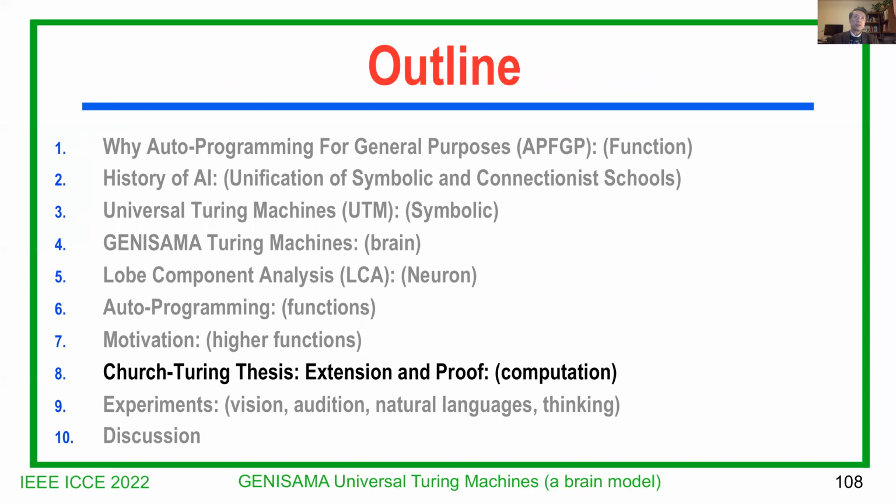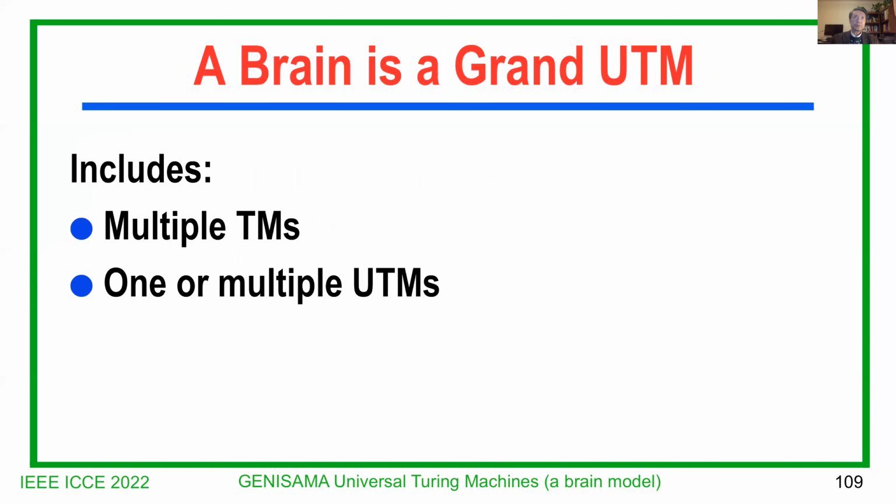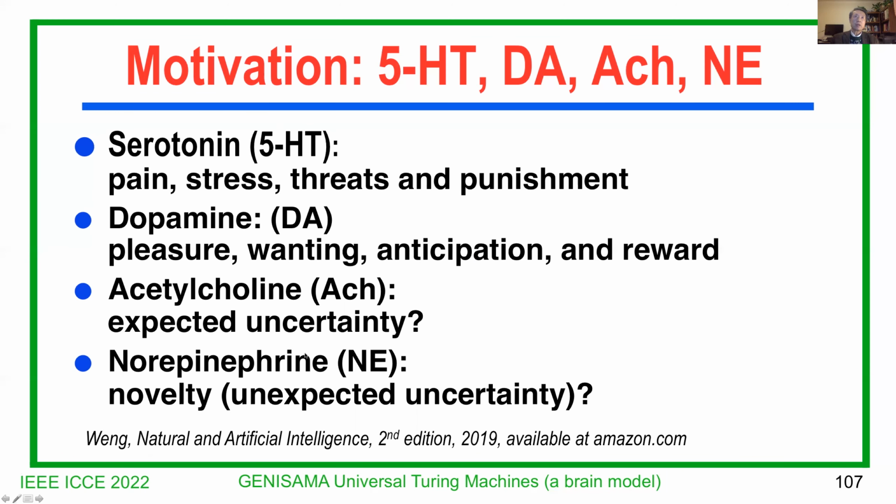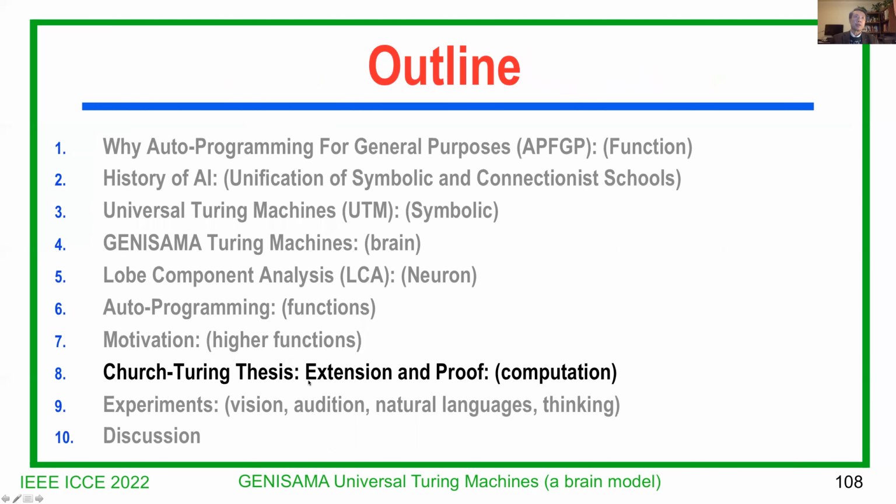Then move on to the Church-Turing thesis. Oh, by the way, I will not talk too much about the mathematical representation here, because I encourage you to read the books myself that have all the detailed expressions of how a neuron receives 4 types of neurotransmitters and how they affect its operations.